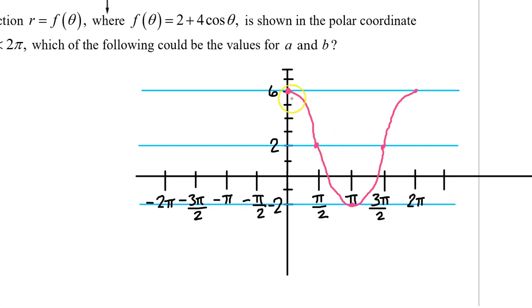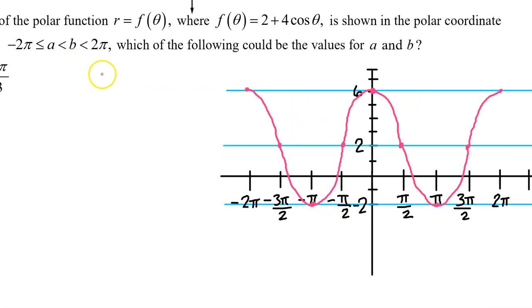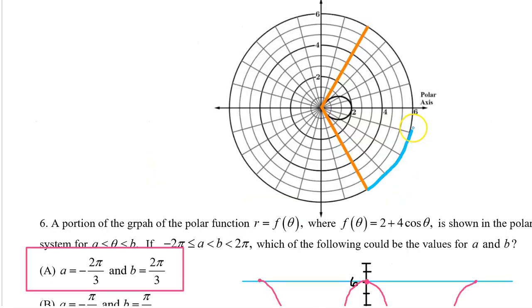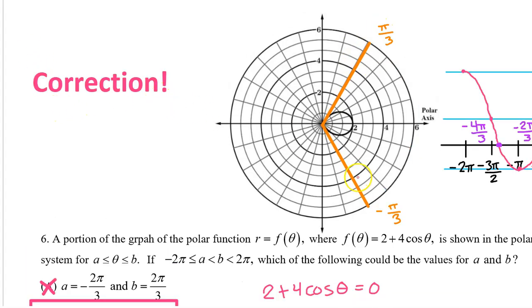We have memorized that one period of a cosine function looks like this. Since we need to go from negative 2 pi to 2 pi, here's another period. Option A represents the interval from negative 2 pi over 3 to positive 2 pi over 3. That's from here to here on the polar grid. Correction! That was a mistake.